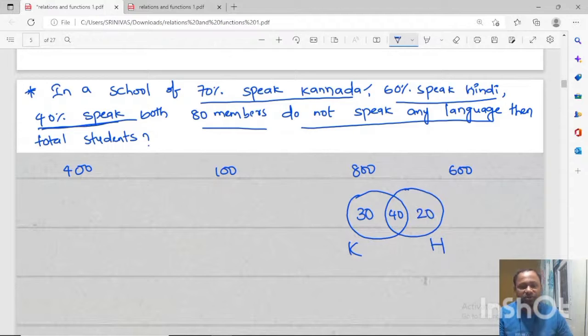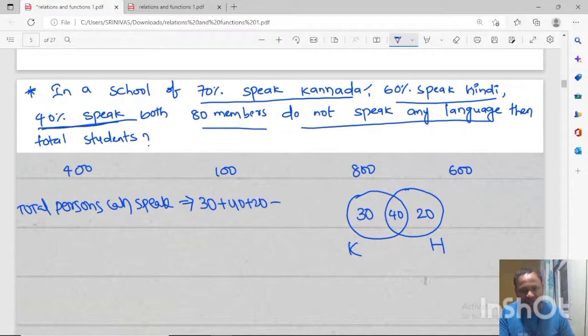So the total members who can speak, how many members are those? 30 plus 40 plus 20. How much is 70 plus 20? 90. Okay? So 90% of people can speak any of the languages.